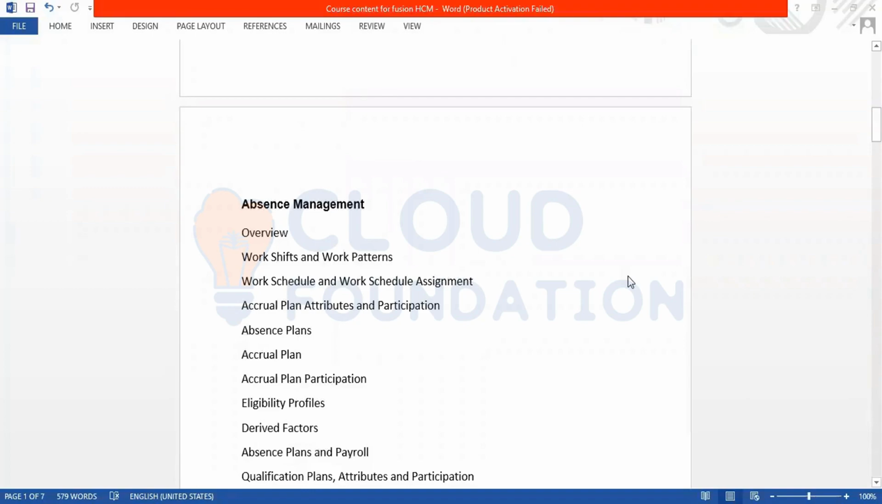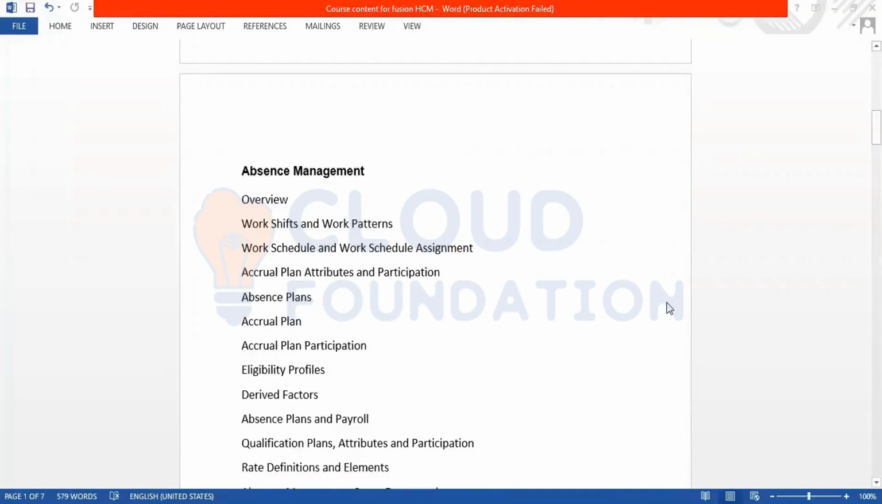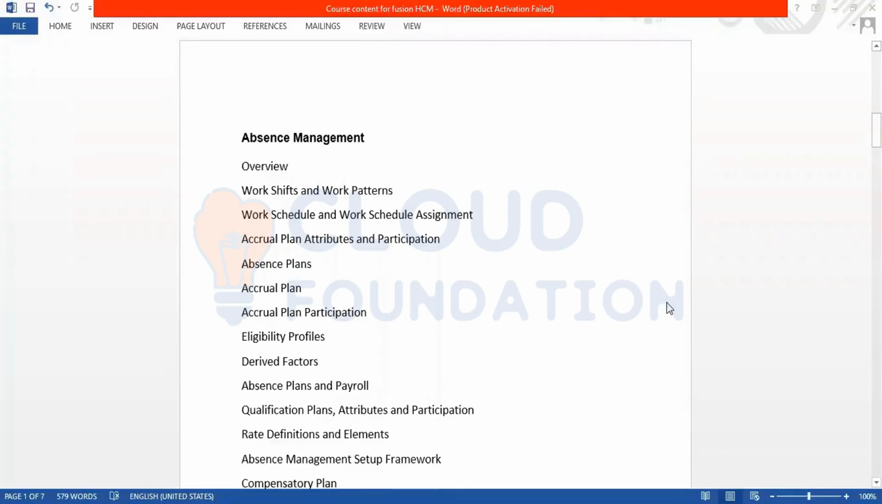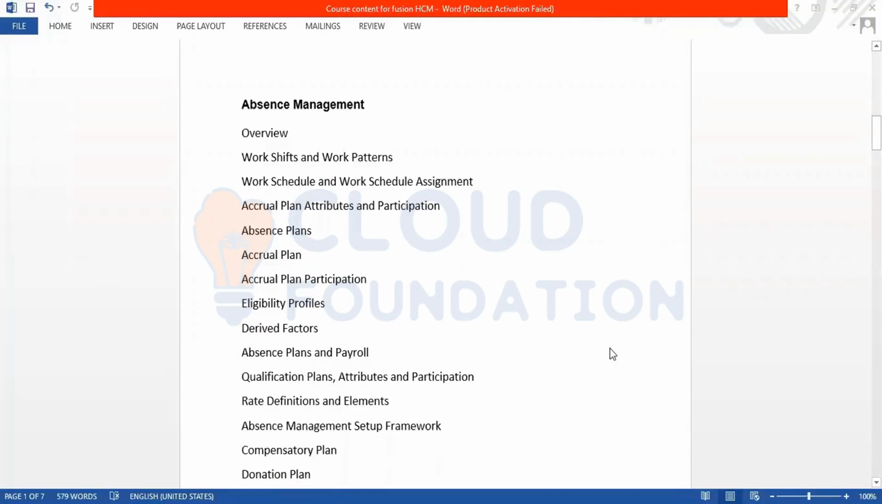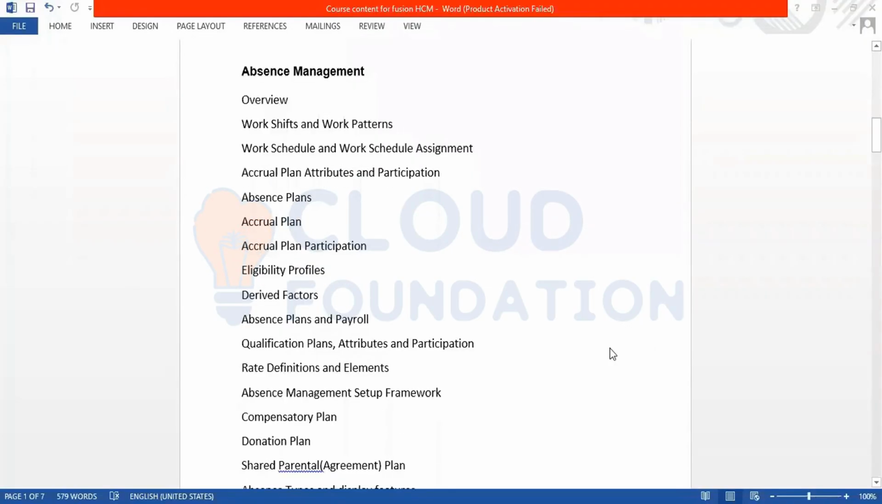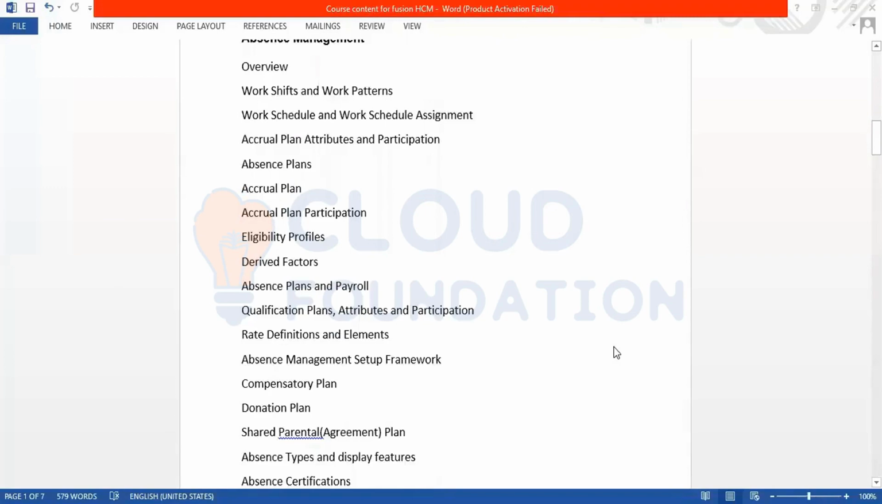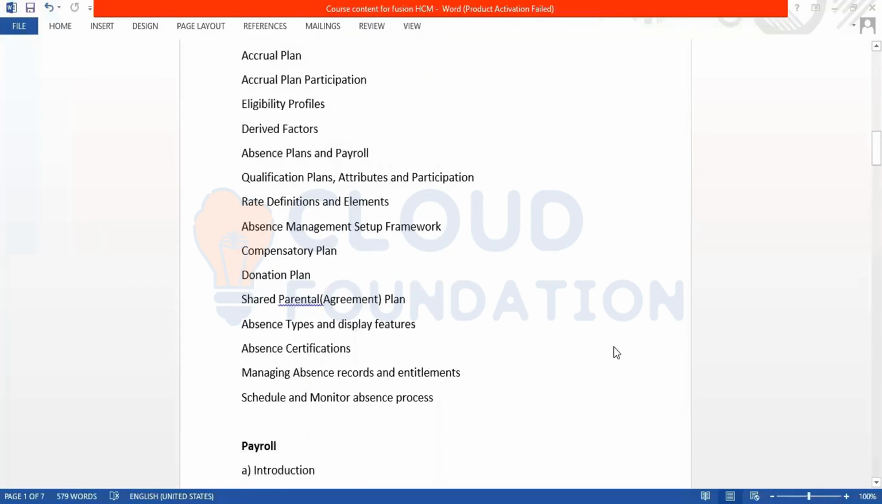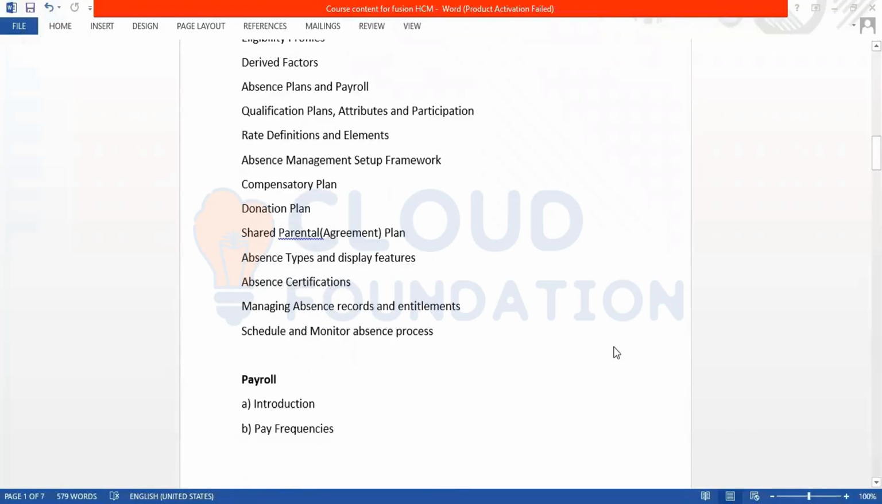Then we talk about absence management. So whatever is written in bold now, that is important. That is the second module. First module was Global HR, second is absence management. Then we have work shift, work pattern, accrual plan, absence plan. Accrual plan, participation, eligibility profiles, derived factors. Absence plans and payroll qualification plans, rate definitions, absence management setup framework. Compensatory plan, donation plan, and absence certification.